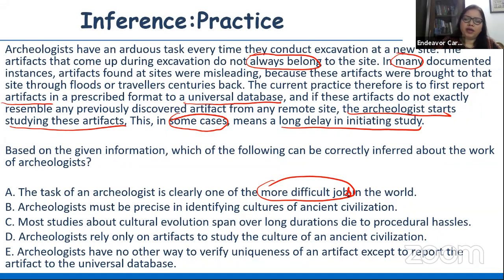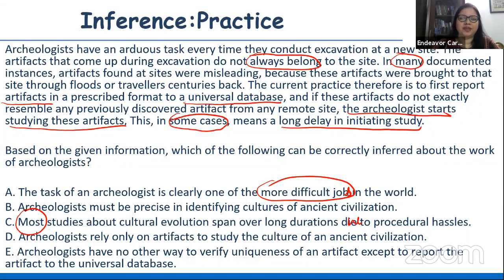Most studies about cultural evolution span over long durations due to procedural hassles. Most studies. What does our data say? This, in some cases, means a long delay in initiating study.